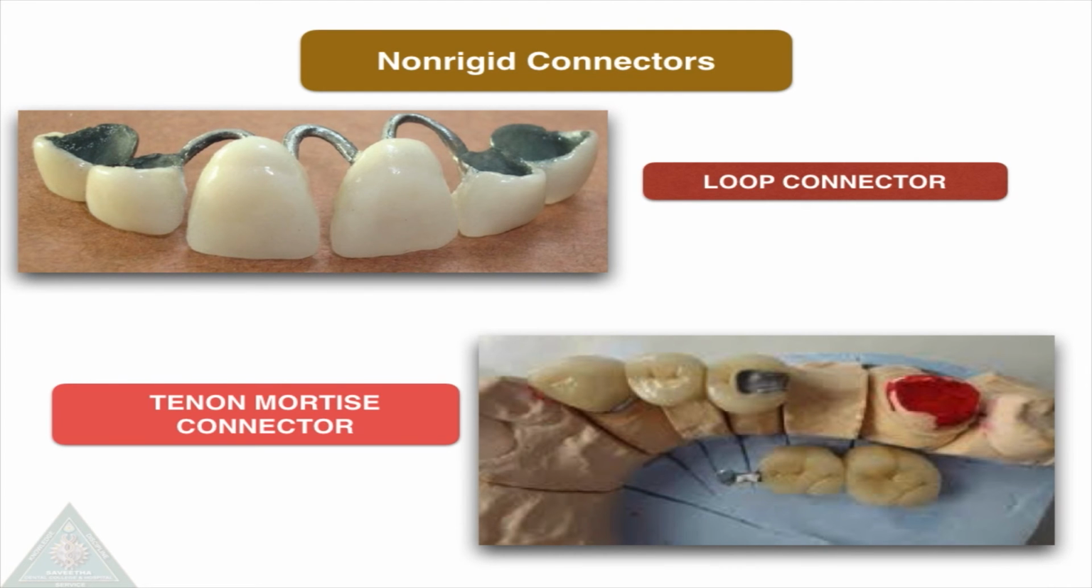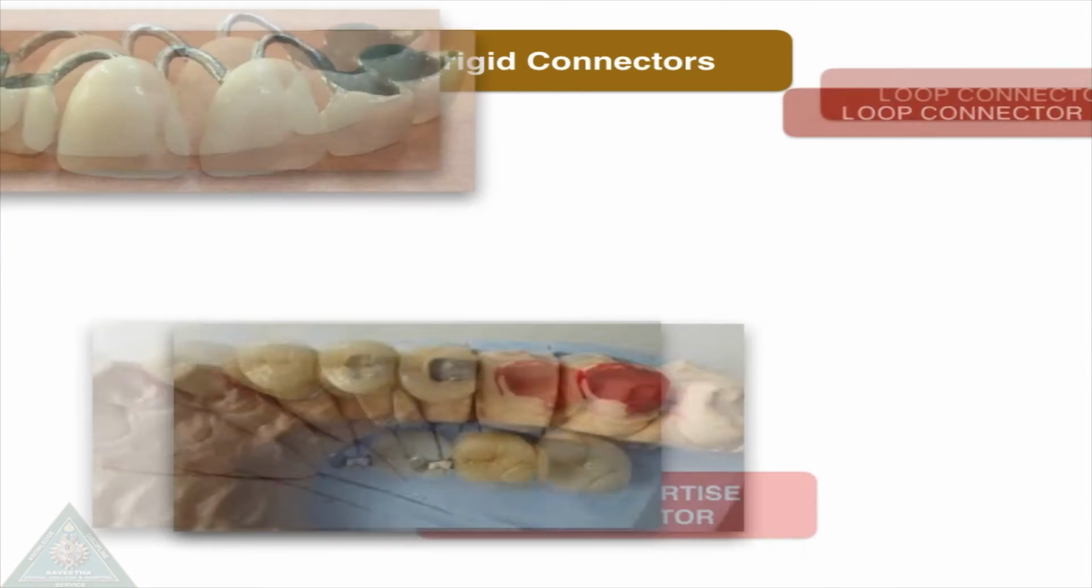There are four variations in this, namely the loop connector, tenon and mortise, split pontic, cross pin, and wing. The first design happens to be the loop connector, which is mainly indicated in cases of midline diastema and spacing. The second variation is a tenon and mortise. A tenon is the projection and mortise is a slot.